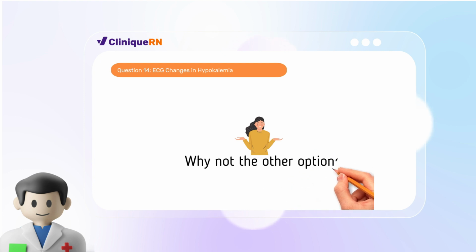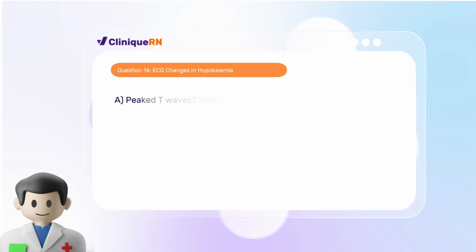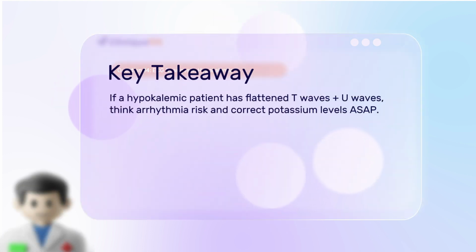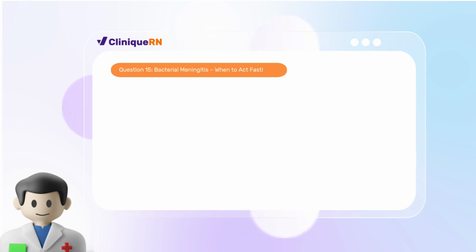Why not the other choices? A. Peaked T waves, seen in hyperkalemia, not hypokalemia. B. Prolonged QT, more common in hypocalcemia. D. Shortened PR interval, not a sign of potassium issues. Key takeaway: if a hypokalemic patient has flattened T waves plus U waves, think arrhythmia risk and correct potassium levels ASAP.